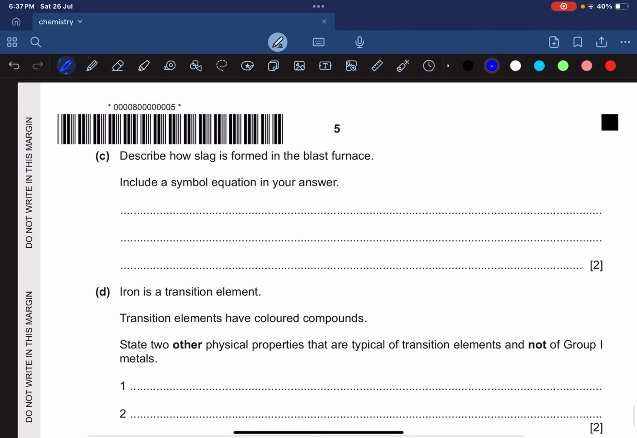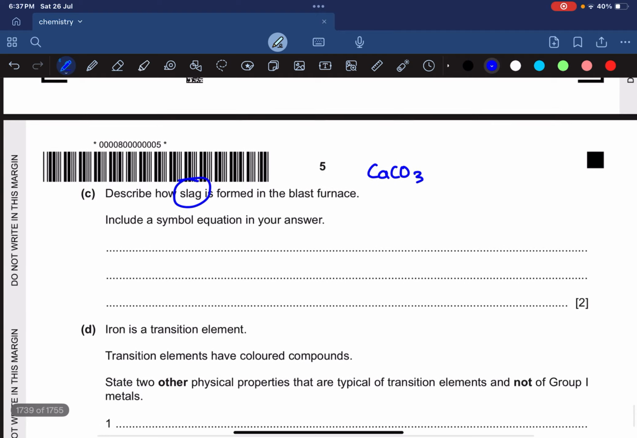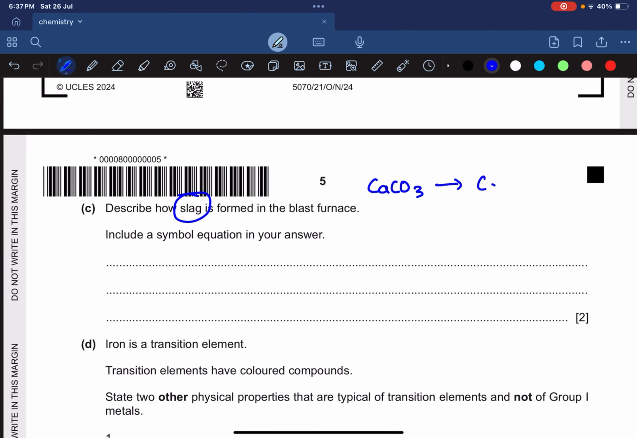Describe how slag is formed in a blast furnace. Include a symbol equation in your answer. Okay, now slag is formed in a blast furnace. That's an interesting concept. What basically happens is that you've added your calcium carbonate, and you have just seen over here that your calcium carbonate decomposes into calcium oxide. Now you don't need this carbon dioxide for slag formation, you need your calcium oxide. Okay, now you have formed calcium oxide out of it.